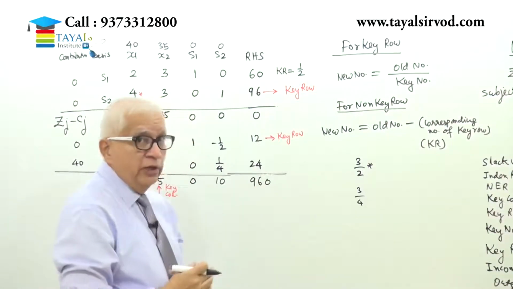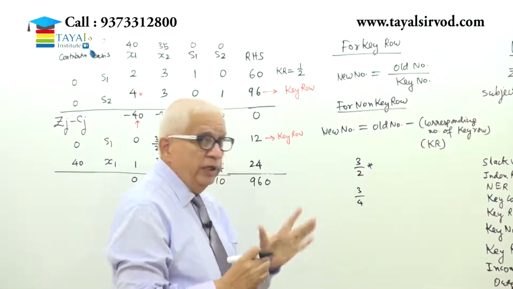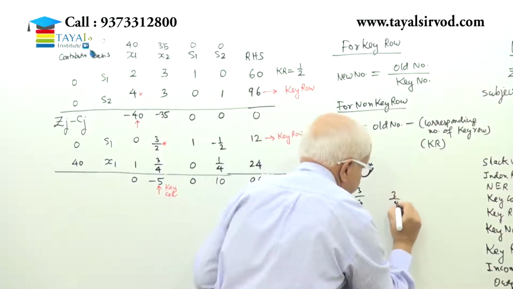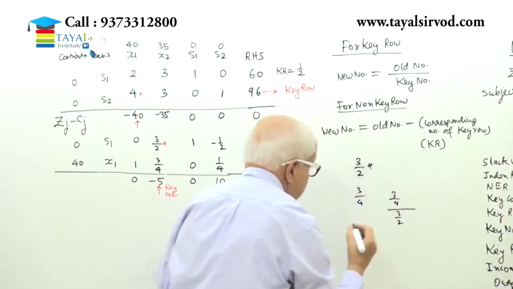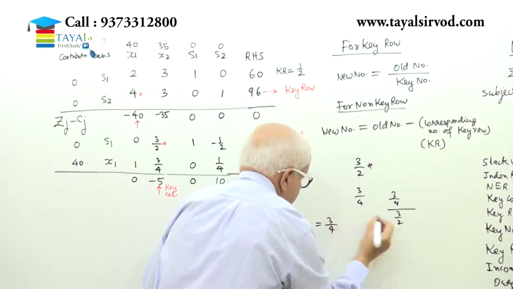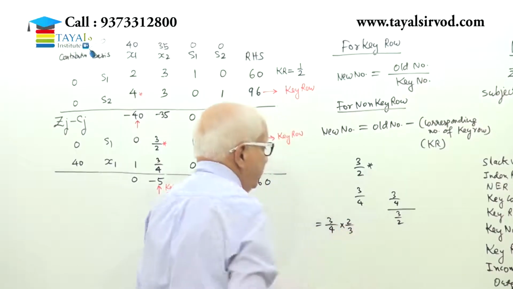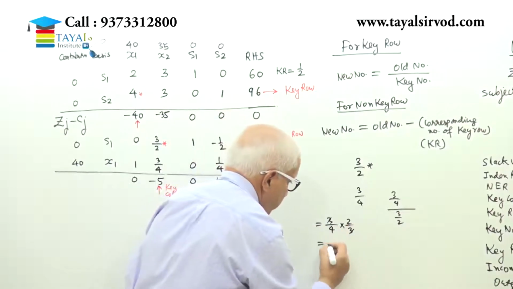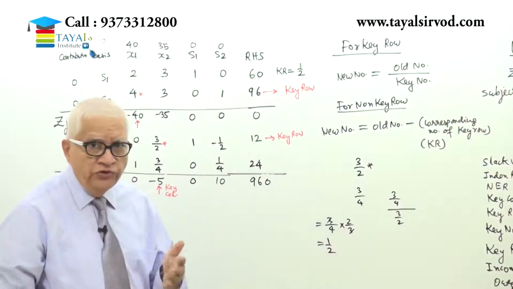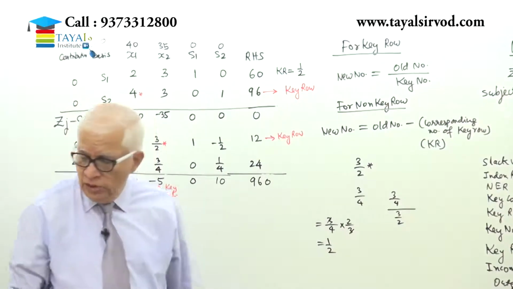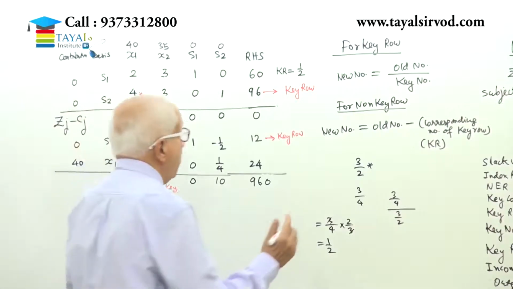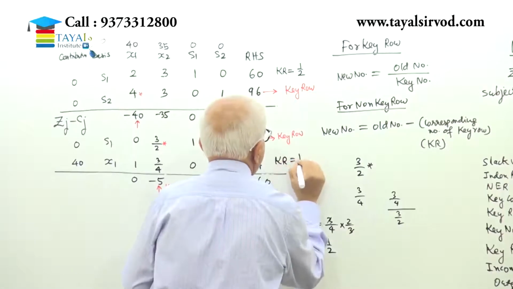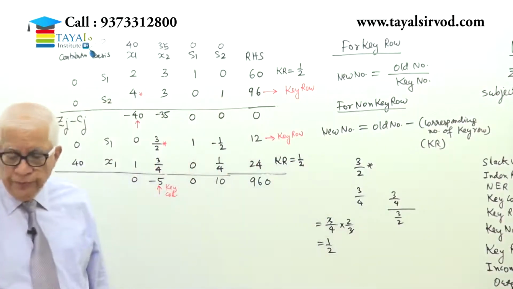Now how is the key ratio calculated? Recall. The key number has to be in the denominator. Therefore 3 by 4 divided by 3 by 2, which is equal to 3 by 4 multiplied by 2 by 3. And here if I cancel 3 with 3, this is 2 upon 4 or 1 by 2. So coincidentally here the key ratio is the same as before. So I will write here now key ratio is equal to 1 by 2.